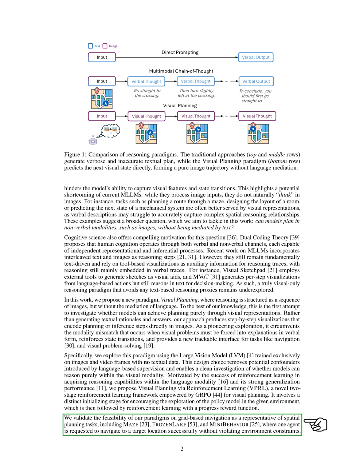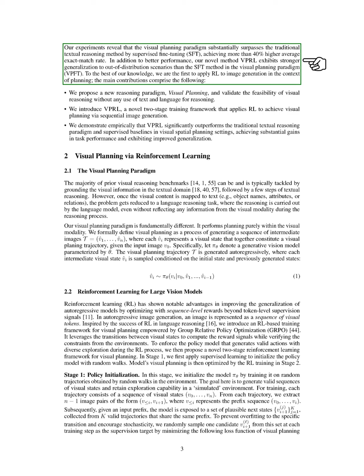We test our approach on grid-based navigation tasks, such as maze, frozen lake, and MINIBEHAVIOR, where an agent must navigate to a target without breaking environmental rules. Our results show that the visual planning paradigm significantly outperforms traditional text-based reasoning methods, achieving over 40% higher average exact match rates. Additionally, VPRL demonstrates better generalization to new scenarios compared to supervised fine-tuning methods.